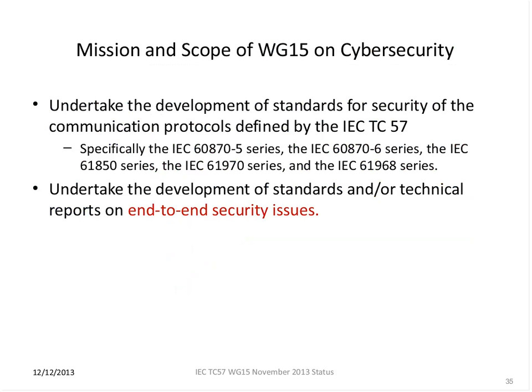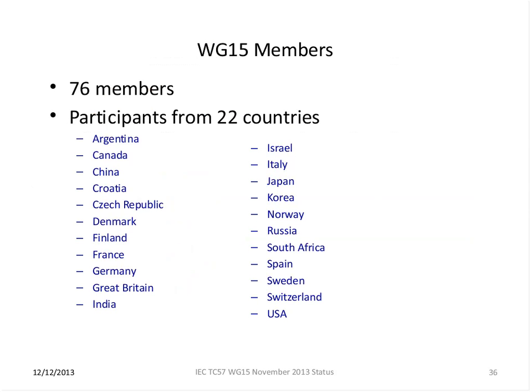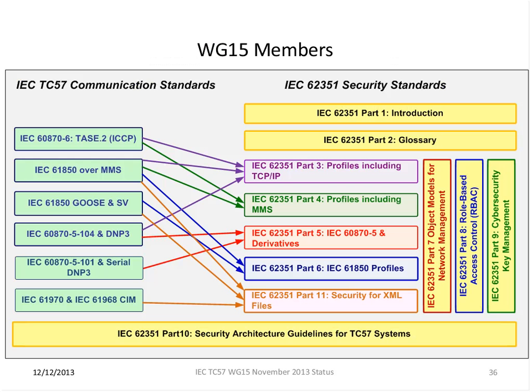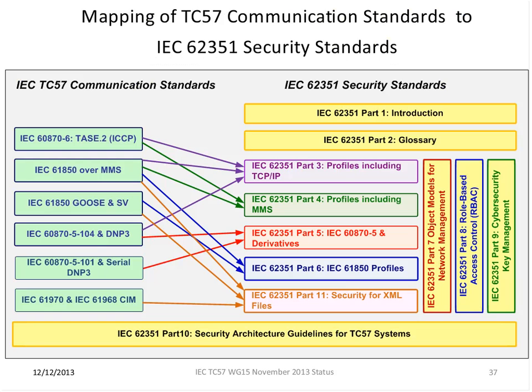Here again, the mission and scope of Working Group 15, I just spoke to you about this. It's important to deal with security end-to-end, and you see all the family of TC57 being addressed in 62351. People from different countries are involved in this, as you can see. And I showed you this in a different configuration, but it's important to see these relationships.